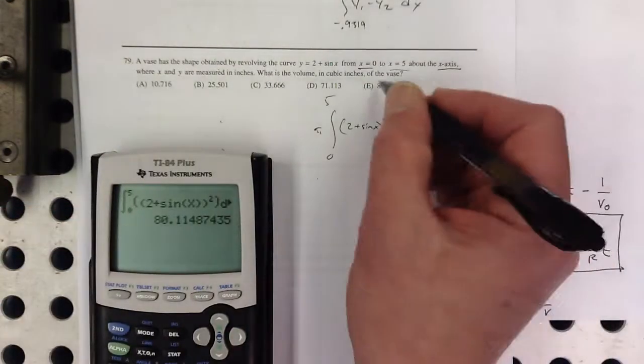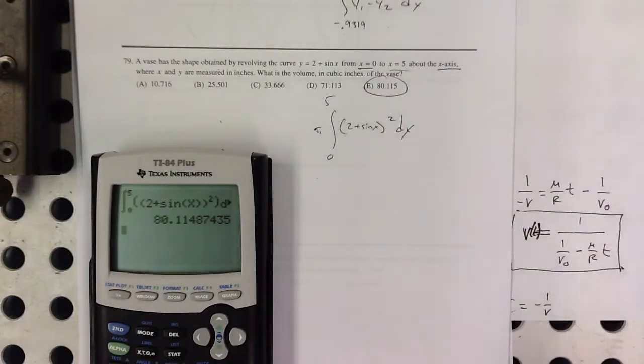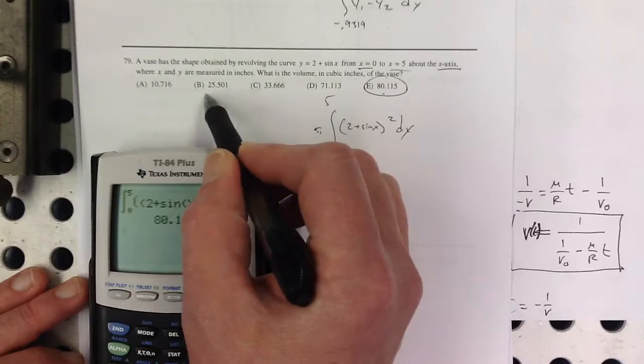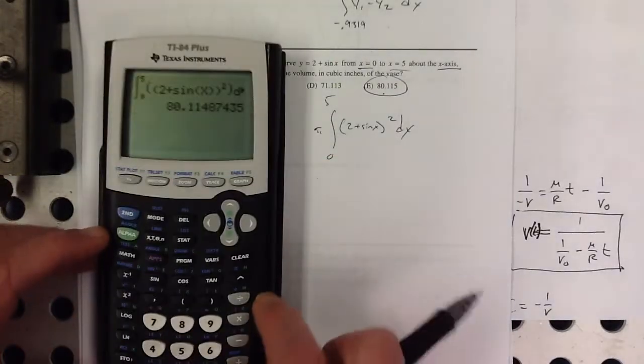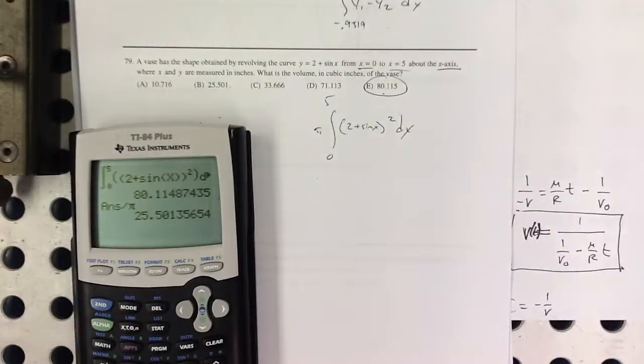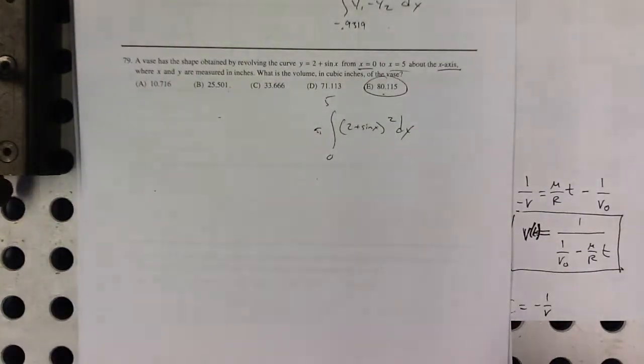80.115, and let's see, I bet if you divide that by pi, oh no, there it is. Be careful, don't forget the pi.